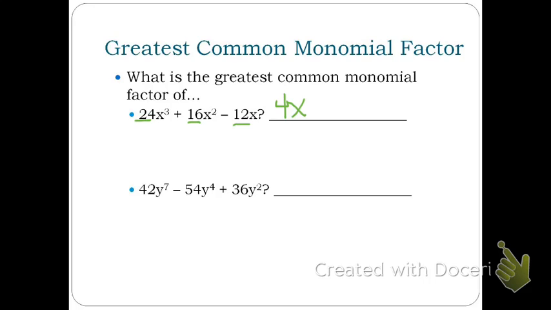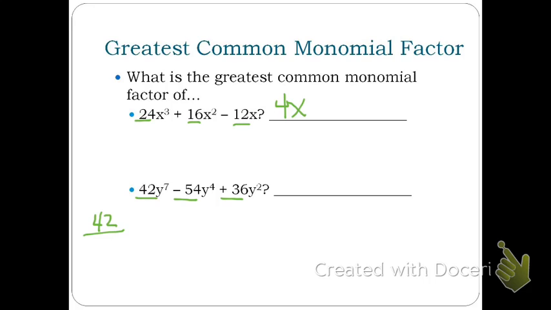In the second example, we have 42, negative 54, and positive 36. We want the largest number that goes into all three. If you're like me, sometimes I get stumped and I can't just think of them off the top of my head. So remember, you can write all the factor pairs down in order to determine the greatest common factor. So I'm going to do that real quick.